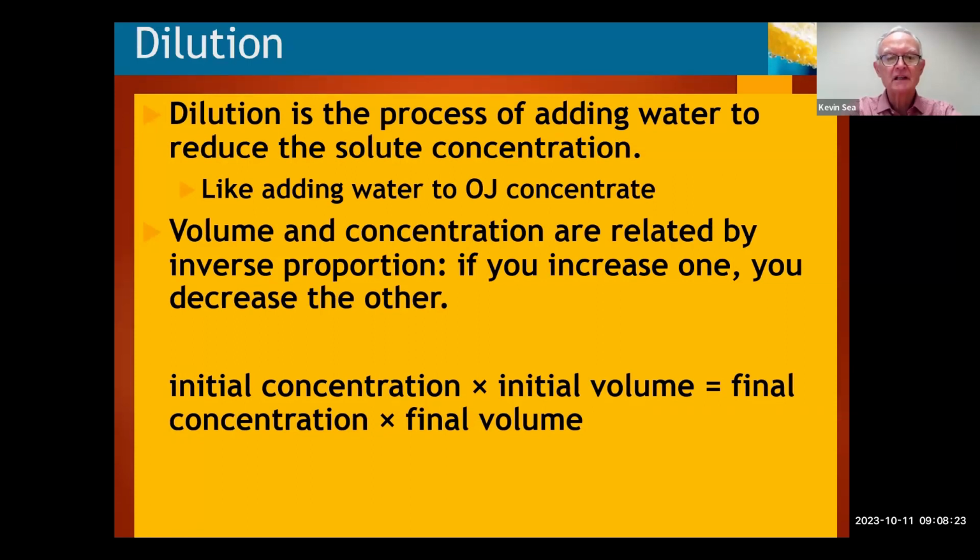So it's a pretty handy little equation. Because when volume goes up, concentration goes down, the initial concentration times the initial volume is going to equal the final concentration times the final volume. It doesn't matter which units you use, as long as the units are the same on each side of the equation. So if the initial volume was in milliliters, the final volume would have to be in milliliters as well. If the initial concentration was in grams per liter, the final concentration would be grams per liter as well. You can use any units in this equation, but they have to be the same on both sides.